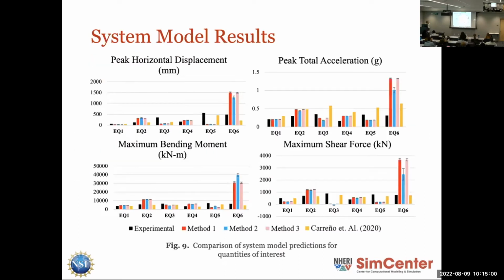So these are the system model results. We compared the 3 methods along with the updated set of model parameters from 2020. From these graphs, the updated set of parameters performed by far the best, but that's because it used a much larger data set than we did. So out of our 3 methods, method 2 actually performed the best at this structural component level, so for these predictions of this bridge pier column.